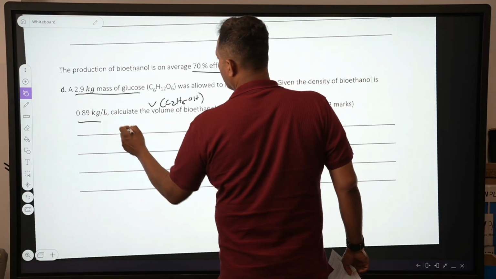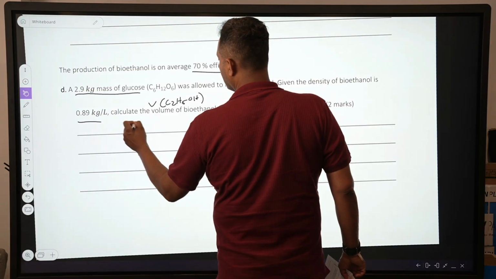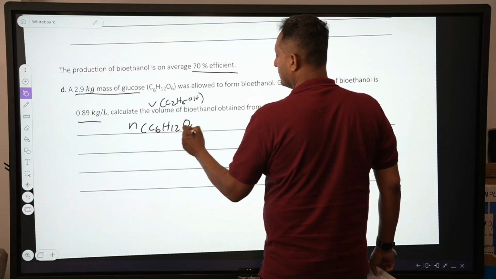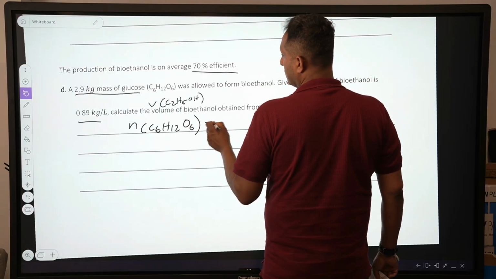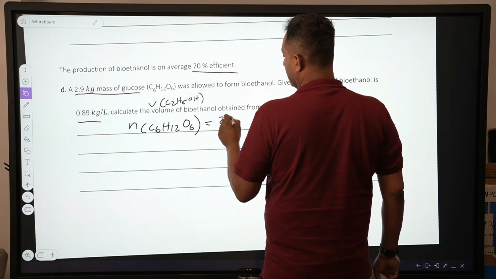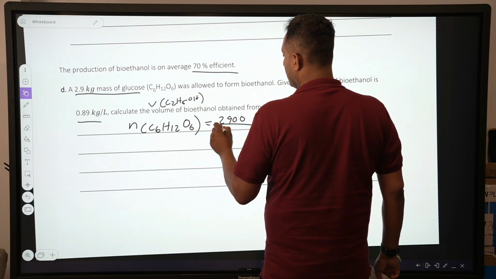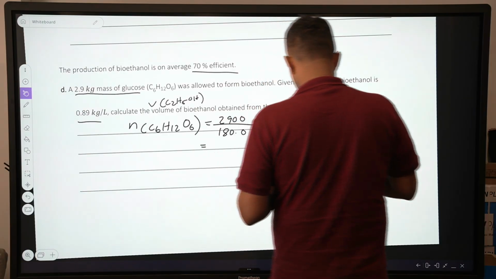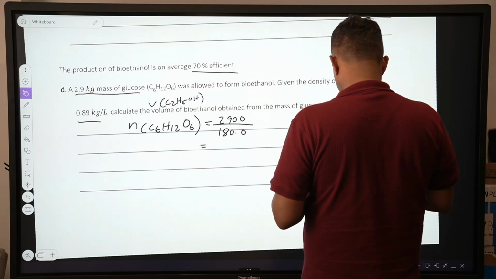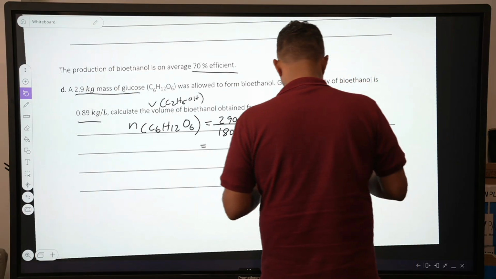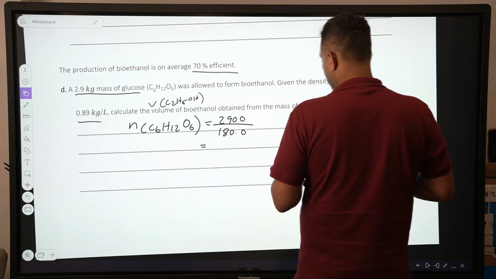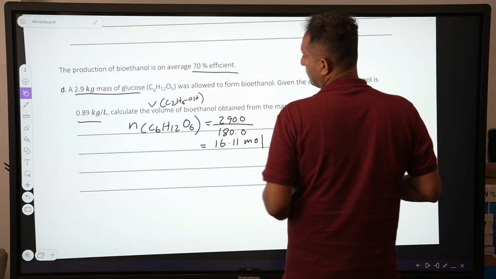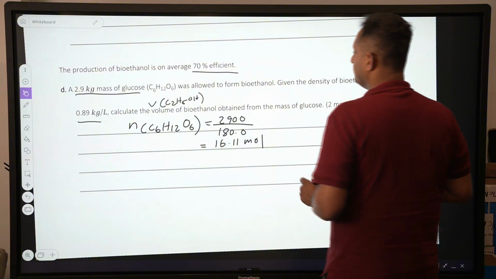Firstly, let's find the number of moles of glucose, C6H12O6. It is going to be 2,900 grams divided by 180.0, the molar mass of glucose. That will become, to 4 significant figures, 16.11 mole. All right, that's the number of moles of glucose.